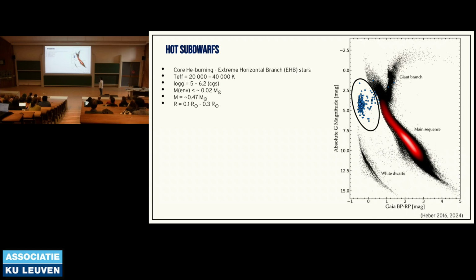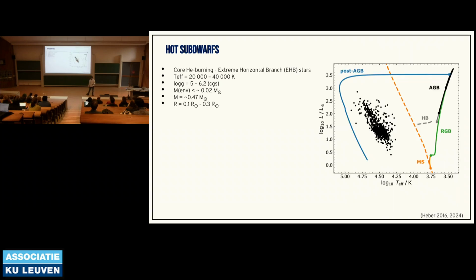So let me introduce the hot subdwarfs. Here is the color magnitude diagram from Gaia, and hot subdwarfs are located in this region, below the main sequence. They are much brighter than the white dwarfs, and they are hot, with an effective temperature of around 20 to 40,000 Kelvin. The progenitor of a hot subdwarf is a low mass main sequence star. Once the hydrogen is depleted in the core, the core starts shrinking while the outer envelope expands, and the star moves towards the red giant branch phase.